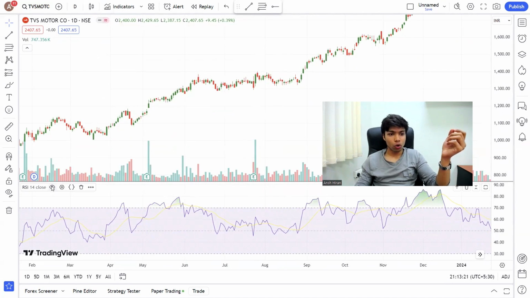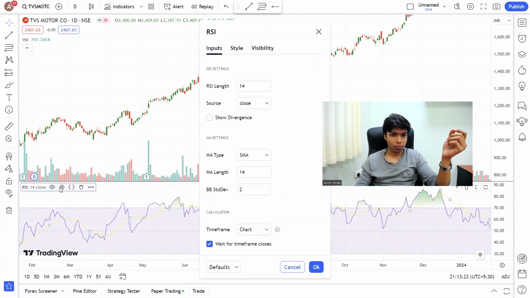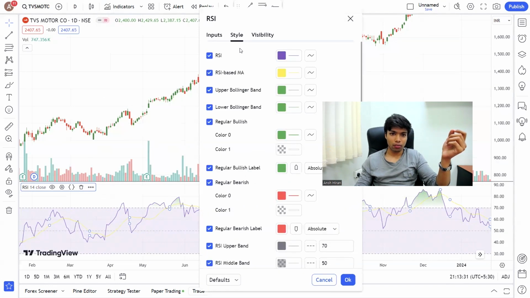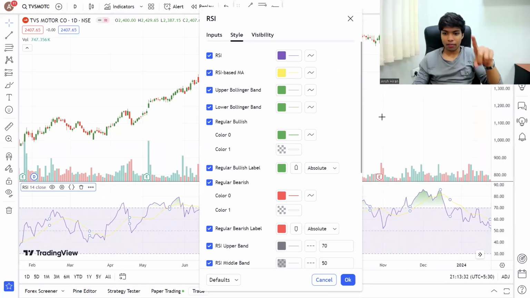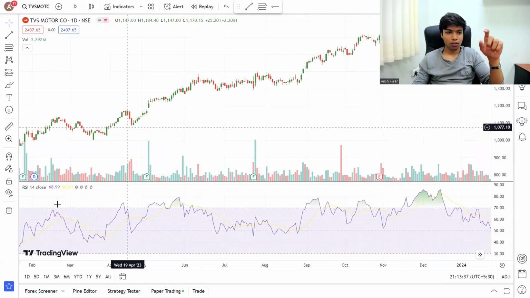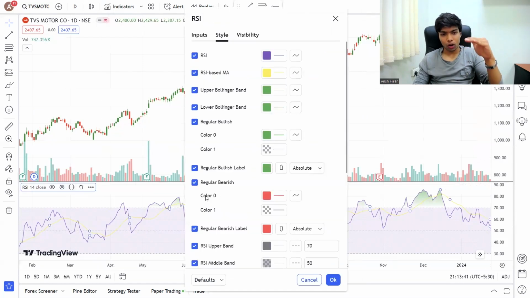So we go to the settings of RSI over here. The length is 14, close, that's all fine. You will go to style. As of now, all you need is the RSI upper level, lower level, and the RSI itself. You don't need all these different things, so you just need RSI.